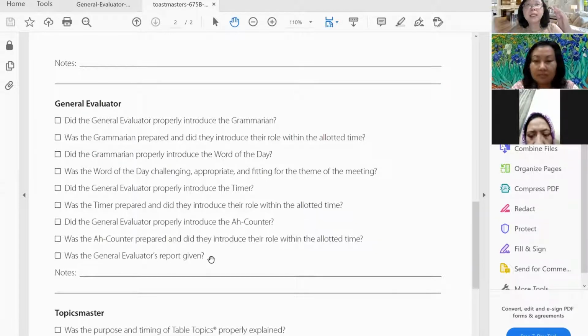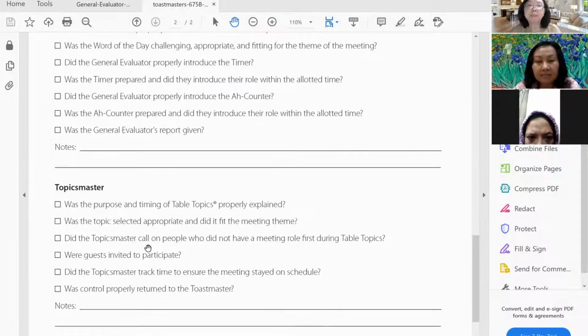So basically, this is an evaluation of the general evaluator team, because the general evaluator team consists of the timer, accounter, grammarian, and ballot counter. And then the general evaluator also needs to make the report. And this is what the report is about, what you have to evaluate.